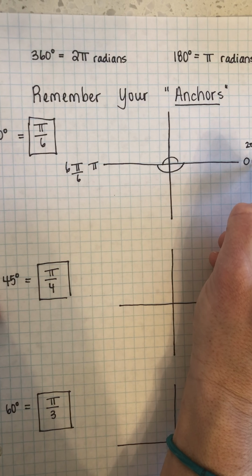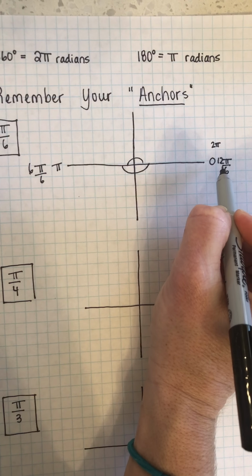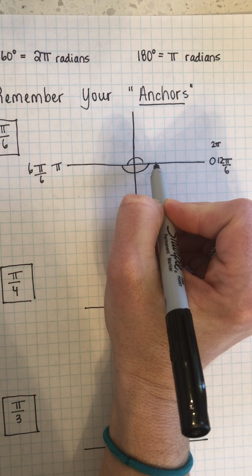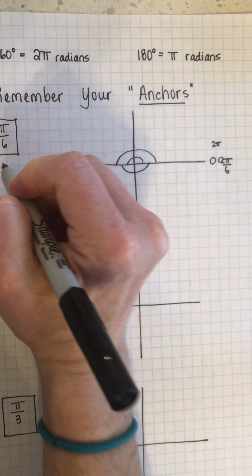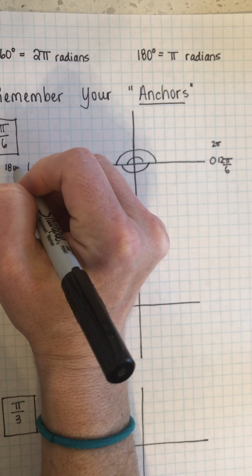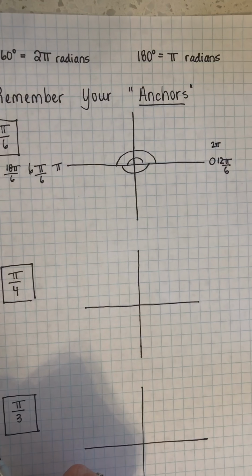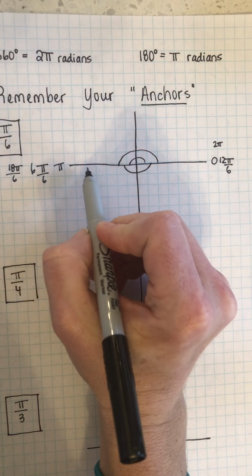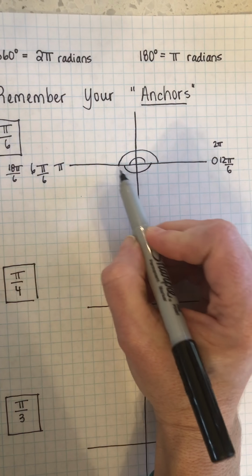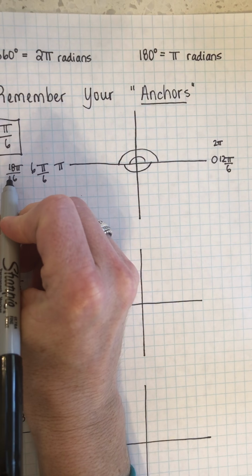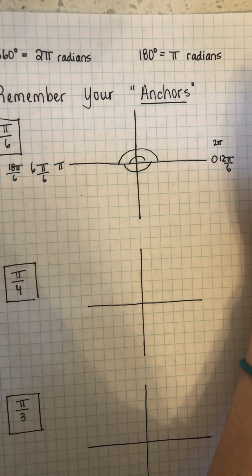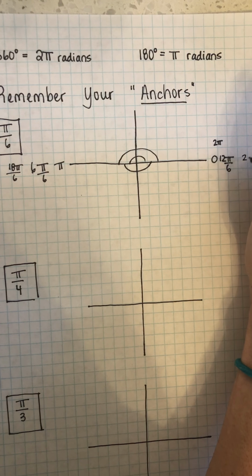So from 12 pi over 6, if I go another halfway, that's 6 more. This is where 18 pi's over 6 land. And then I can do it again. Go another halfway, another 6 pi over 6. That's going to be 24 pi's over 6.